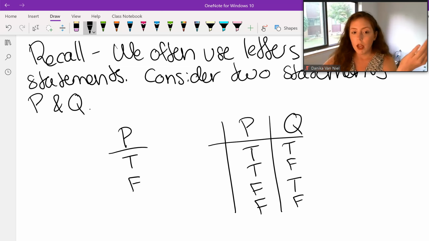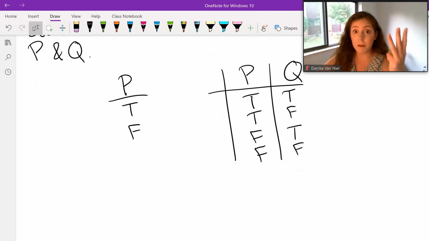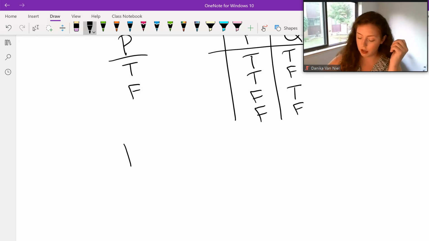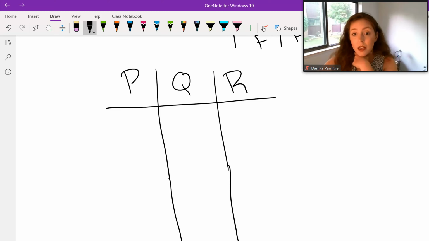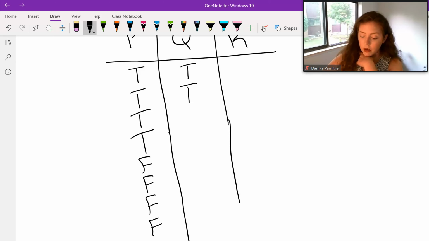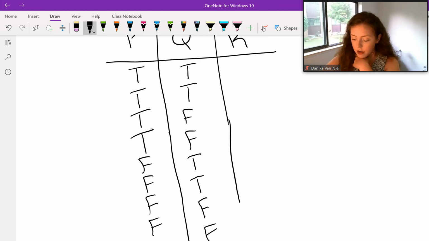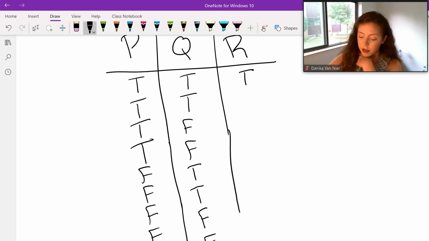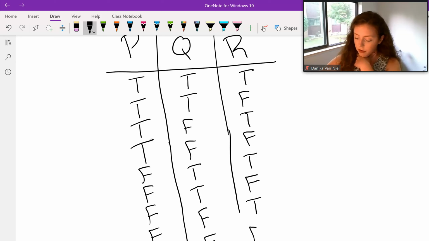Okay, so how about if we had 3 statements, P, Q, and R? So it's going to be basically the same thing. Spoiler alert, I'm going to list true 4 times, false 4 times for P. And then Q: true, true, false, false, true, true, false, false. And now R is going to be alternating. And this is going to ensure that we have all different combinations.